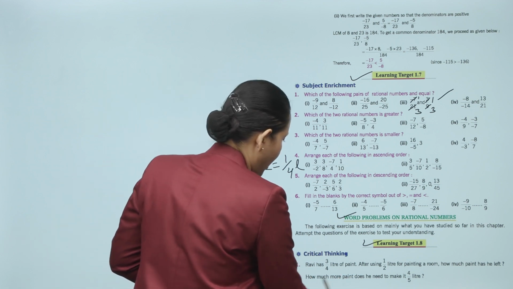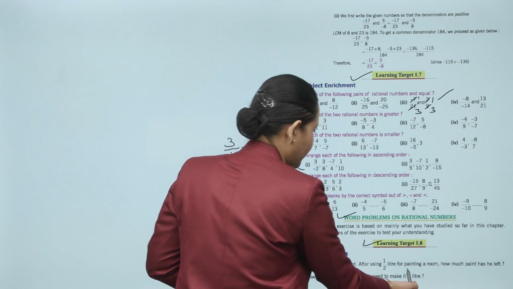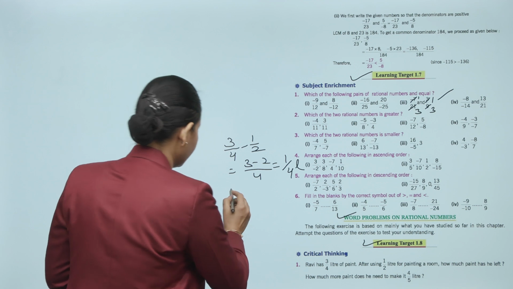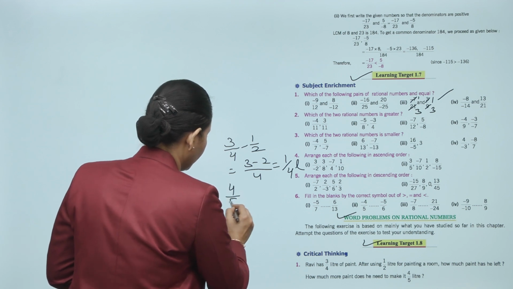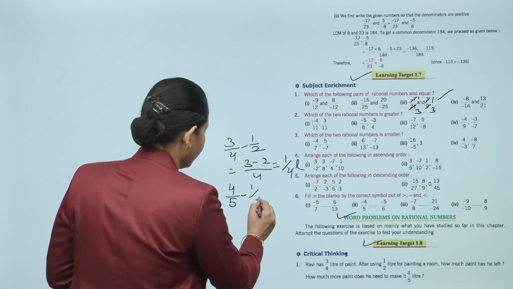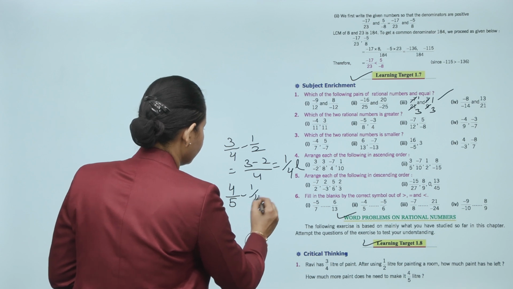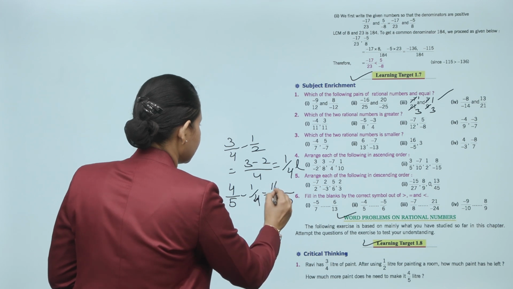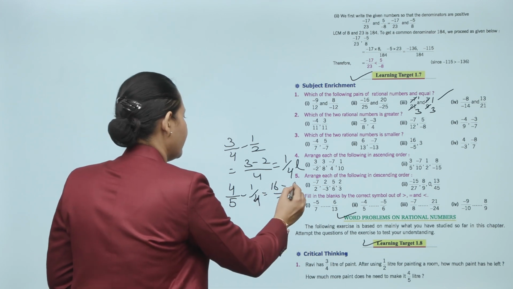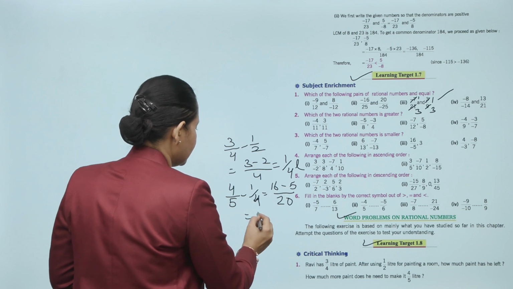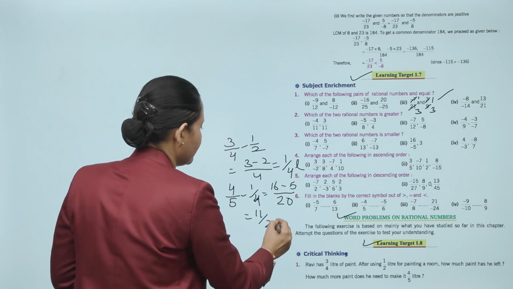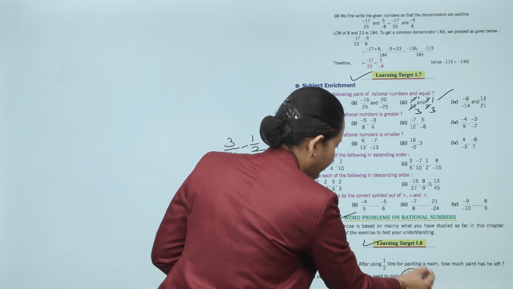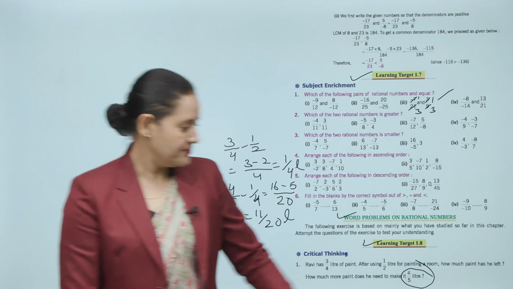Now, how much more paint does he need to make it 4/5? Means 4/5 करने के लिए इसको कितना और ऐड करना पड़ेगा? So 4/5 minus 1/4, 20, 16 हो जाएगा minus 5, that is 11/20 liter paint he has to add more to make it 4/5 liter. Clear?